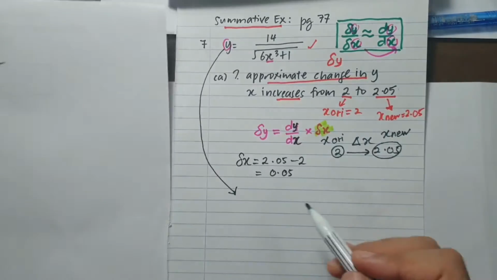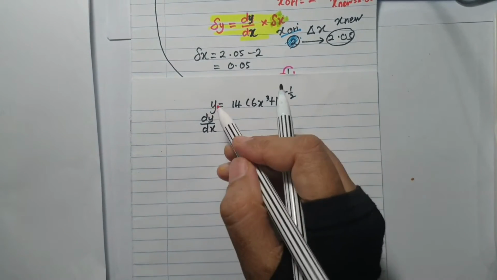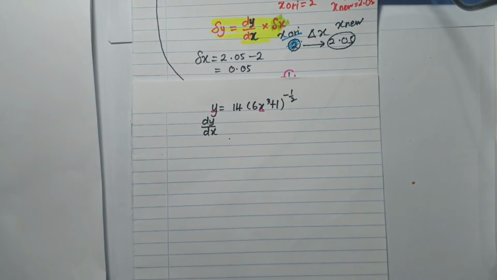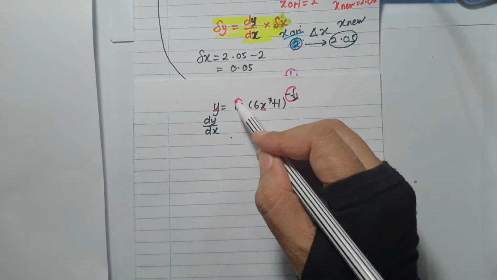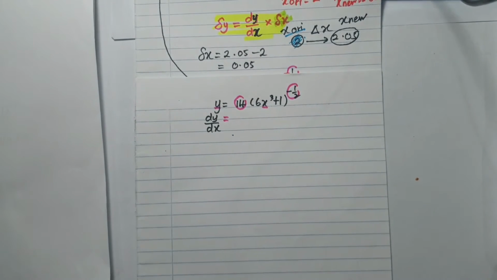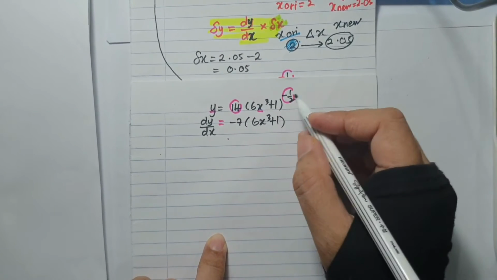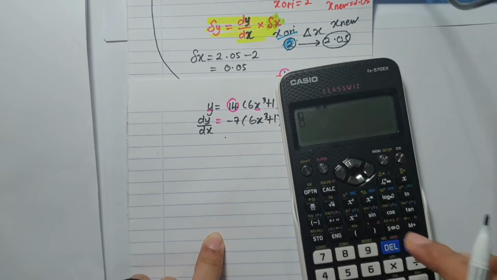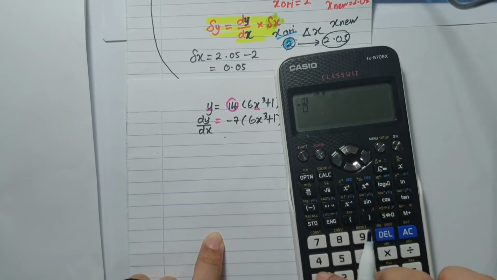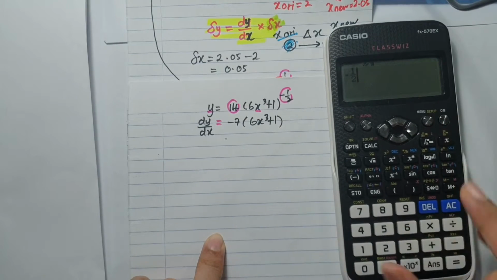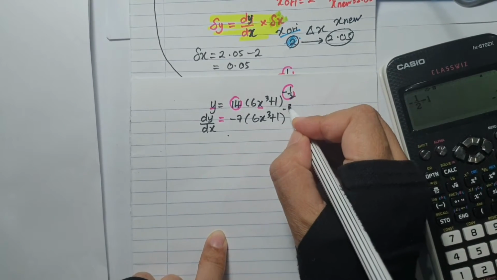Now let's differentiate this function. You can write dy by dx because you have y in terms of x right now. Then use the basic formula of differentiation. Multiply the index to the front: negative half times 14, negative 7. Copy the function in the bracket, and don't forget the index always decreases by 1. So you have negative half minus 1, you have negative 3 over 2, power of negative 3 over 2.